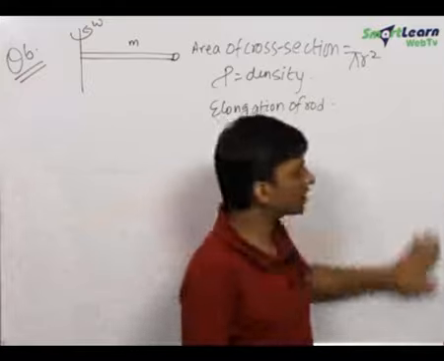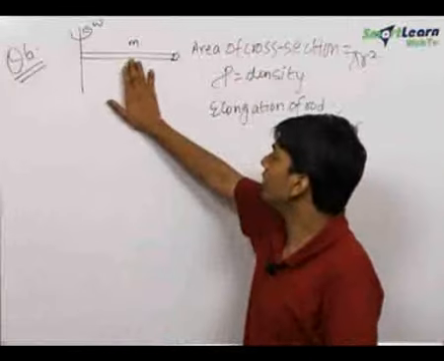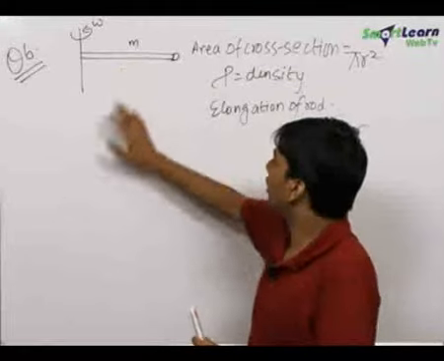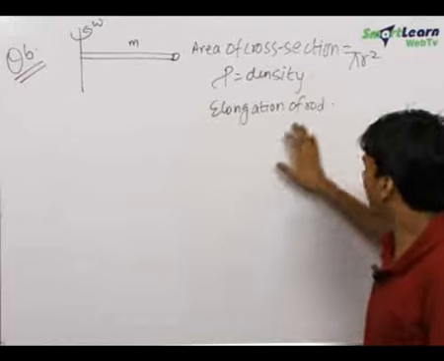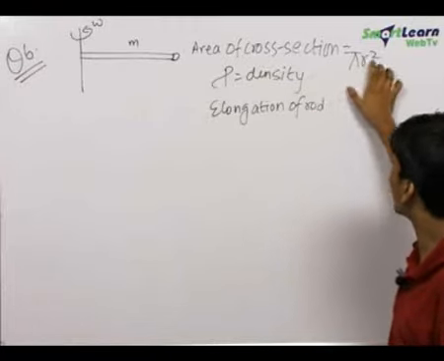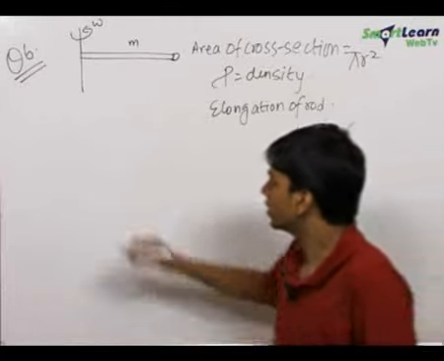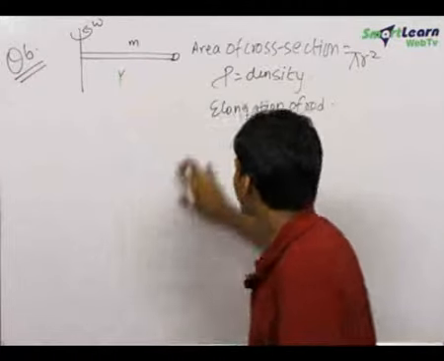So this is another interesting question in which we have a rod of mass m revolving about this axis with angular velocity omega. We need to find out the elongation of the rod, where the density of the rod and the area of cross section of the rod is given. The Young's modulus can be assumed to be Y.